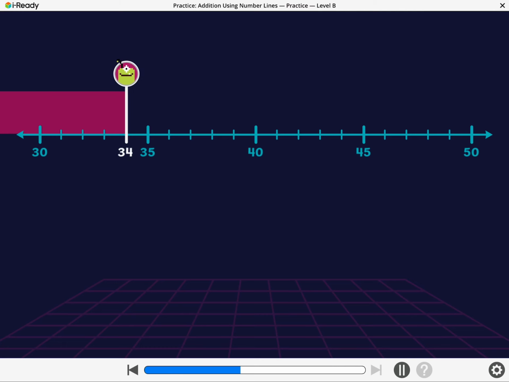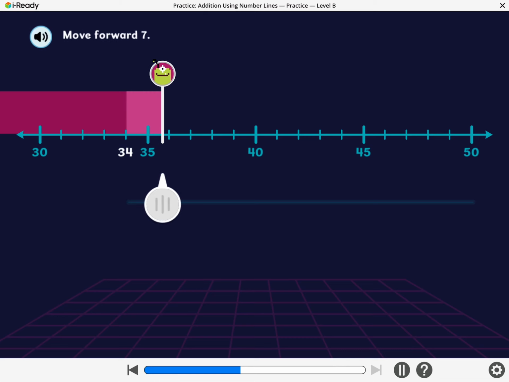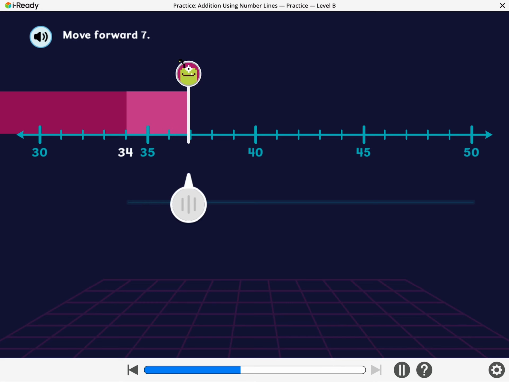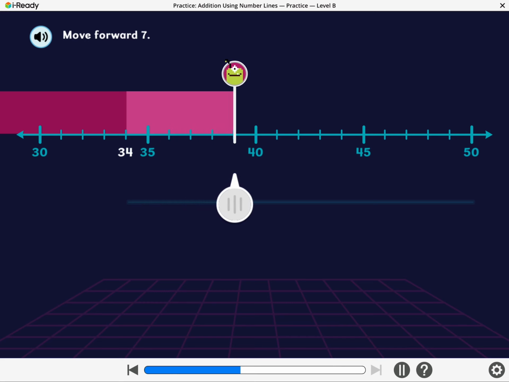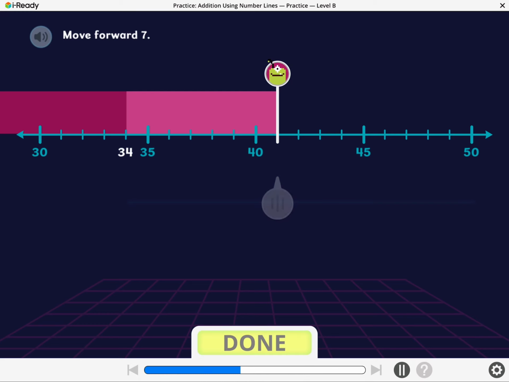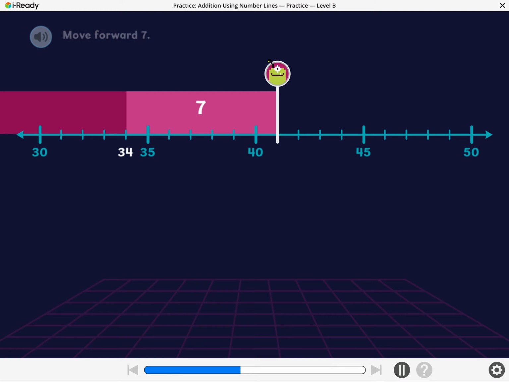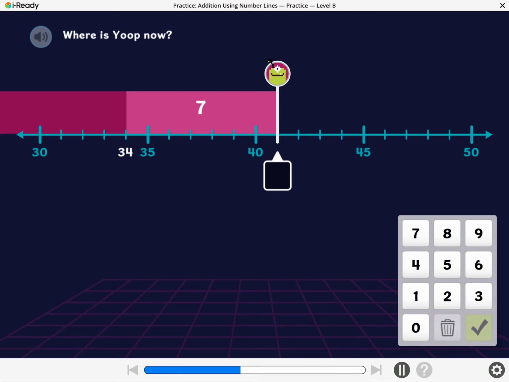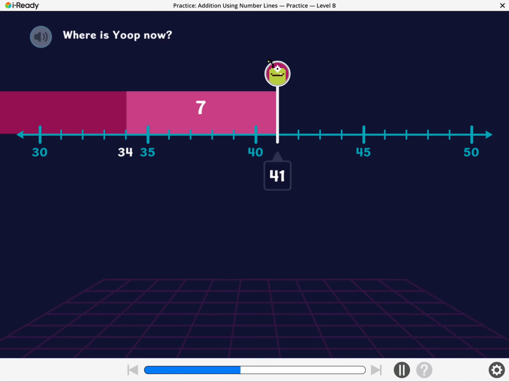Youp is at 34. Move forward 7. Where is Youp now? 34 plus 7 equals 41.